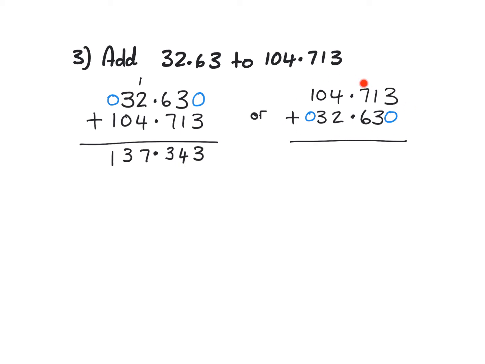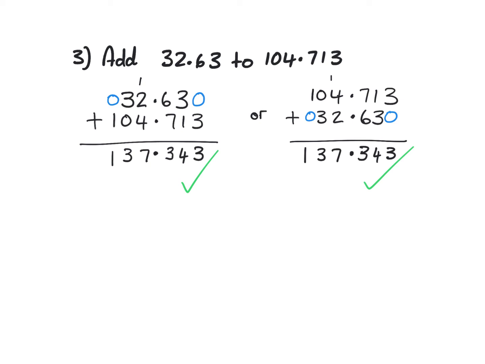And of course this sum over here is pretty much exactly the same as this. We've just written numbers in a different sequence. So I'm just going to add them up. So 3 add nothing is 3. 1 add 3 is 4. 7 add 6 is 13. And make sure I bring my decimal place down. 4 add 2 is 6 plus 1 is 7. 0 add 3 is 3. 1 add 0 is 1. They're both exactly the same, so either way you do it, you're going to get it correct.